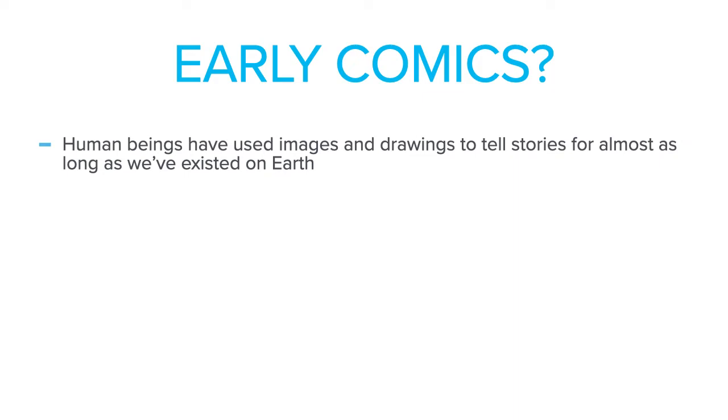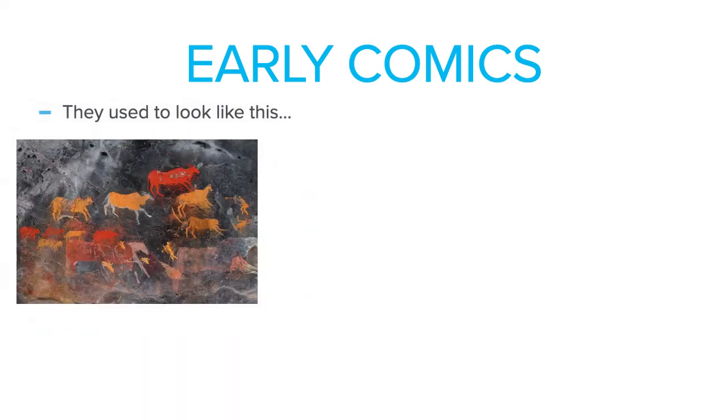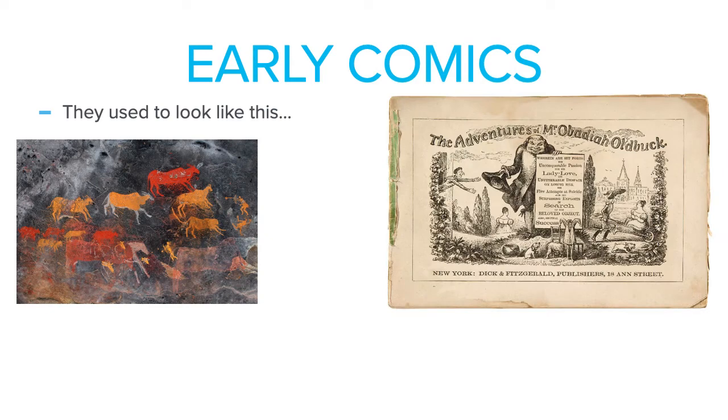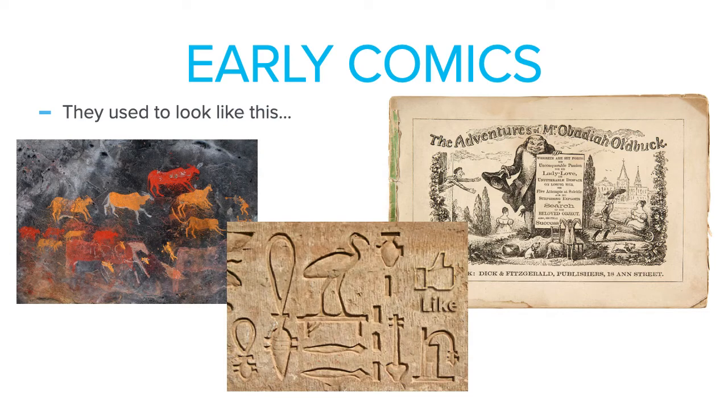So this isn't something that's new. People have been using images to tell stories to each other for a really long time, almost as long as we've existed on Earth, right? So they've come a long way from what they used to look like compared to what they look like today. So really early comics, I suppose, might have looked something a little bit like this. So we've got cave paintings, really old picture books, picture stories, and those are Egyptian hieroglyphs as well. Not the Facebook like symbol, obviously, that's a new one, but the rest are pretty old.